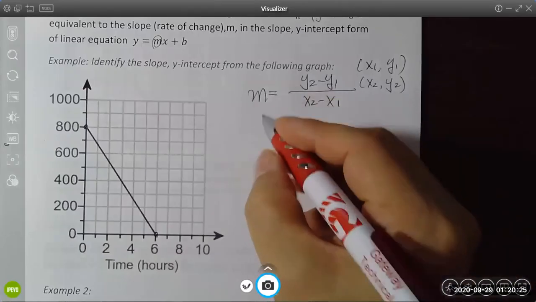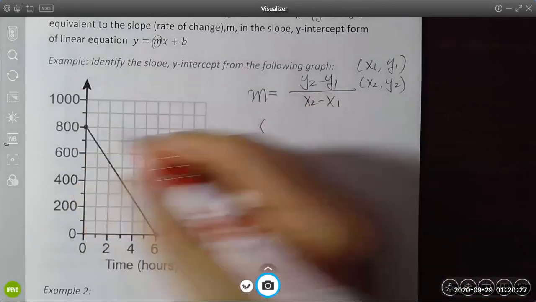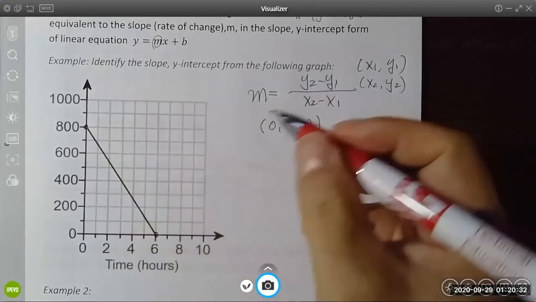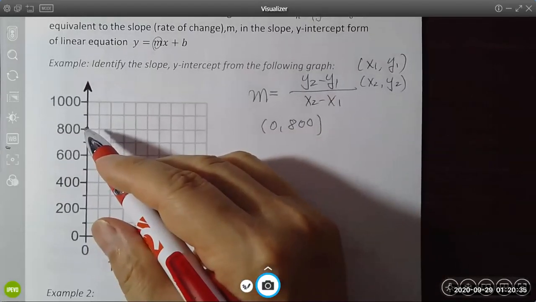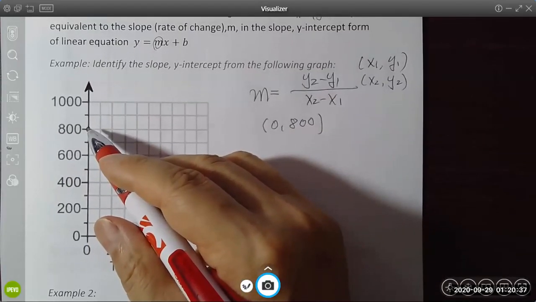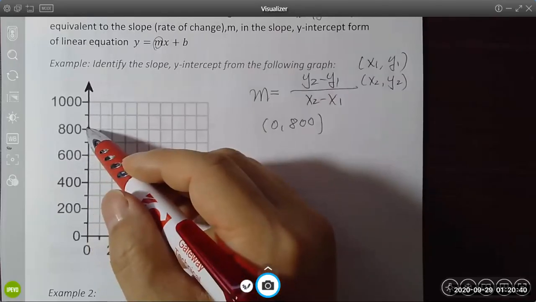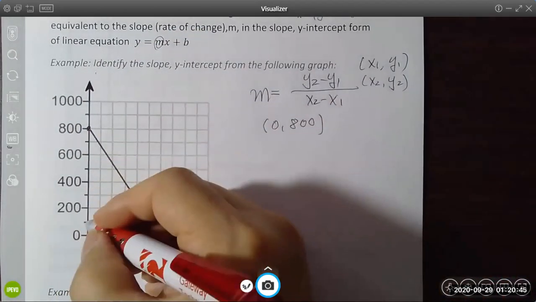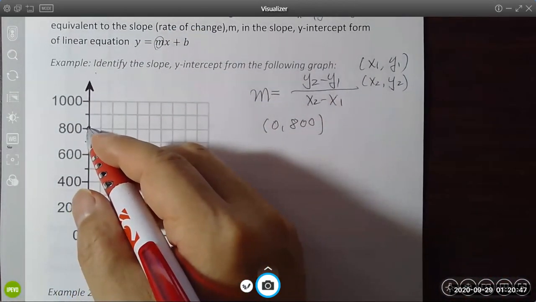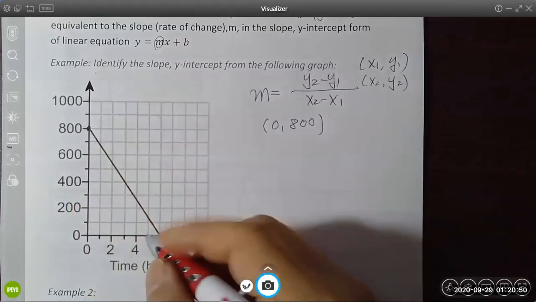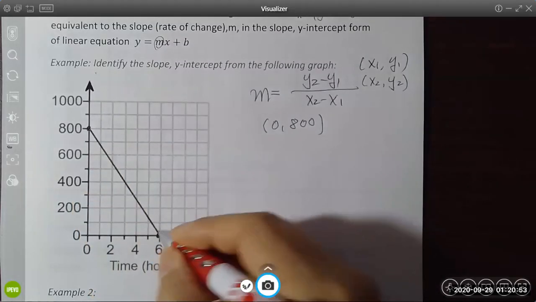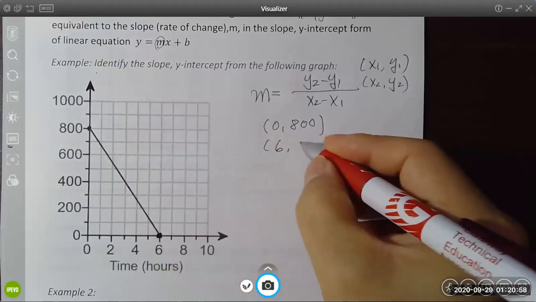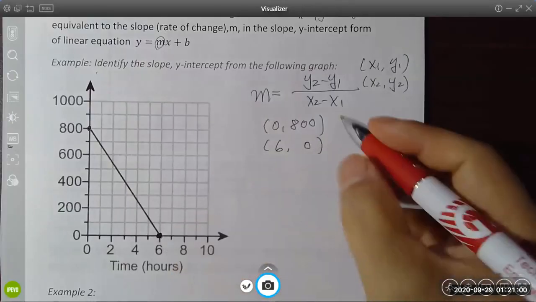So I'm going to plug in and get these 2 points. This one is 0, 800. Make sure you don't write 600 or 800 in the wrong order. Each point is associated with 2 numbers, one is the x value, one is the y value. Since this point is on the y-axis, the x value is going to be 0 automatically. If it is on the x-axis, y is going to be 0 automatically. So the other one is 6 and 0. Now we can calculate m.